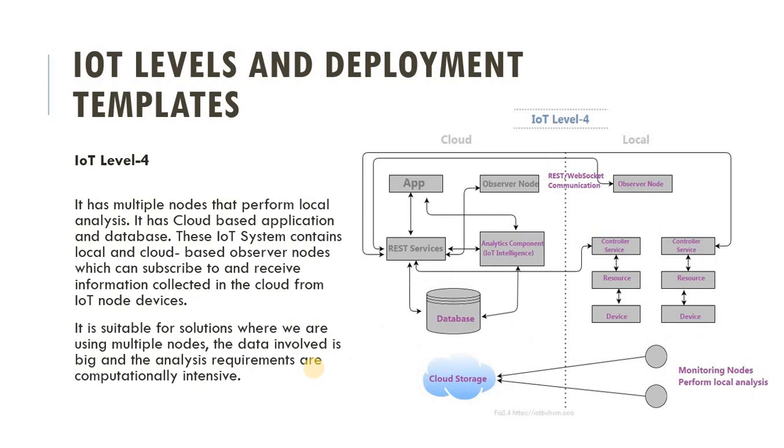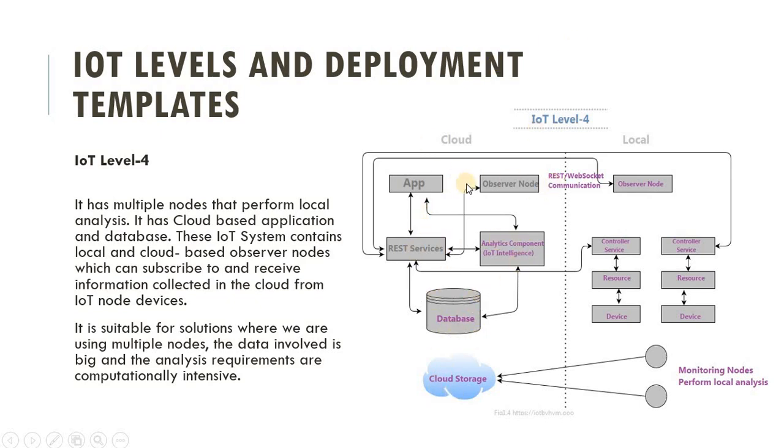Now the next is IoT level 4. In this figure you can see that there are multiple monitoring nodes. If you have multiple nodes, at that time you can use the IoT level 4 system. In the IoT level 4 system, suppose there are 2 nodes, then 2 devices, 2 resources and the controller service are all set up locally, and at the cloud the application is installed, the REST services, and the database is also installed over the cloud.